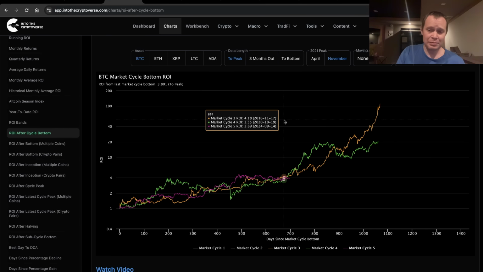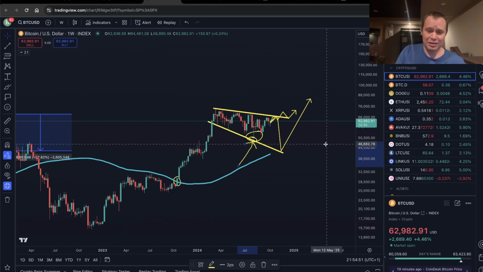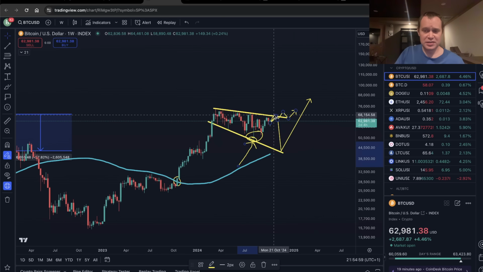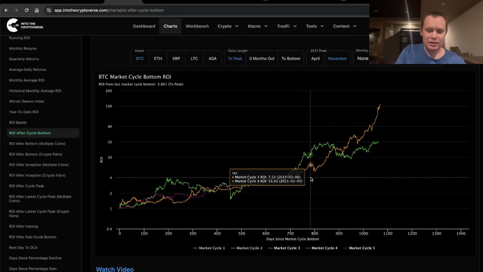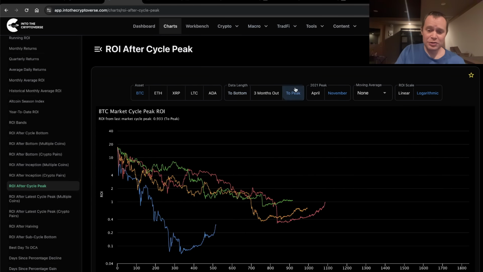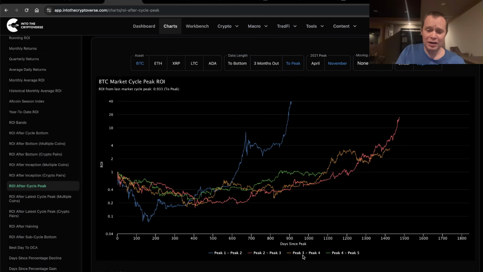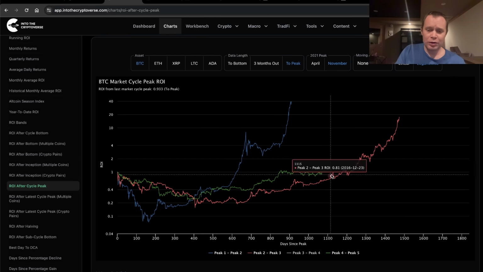Now it's back in line with the last two cycles. And it's got a chance. It's got a chance here to move back up to this trend line before the end of October. Right? There's a chance. If it doesn't, and if it just sells off again, then I think you go to the next view. ROI after the peak. And that'll show you that there's still plenty of wiggle room here.